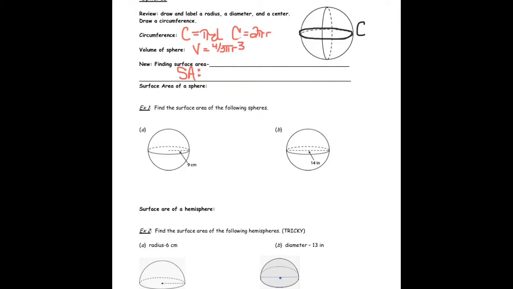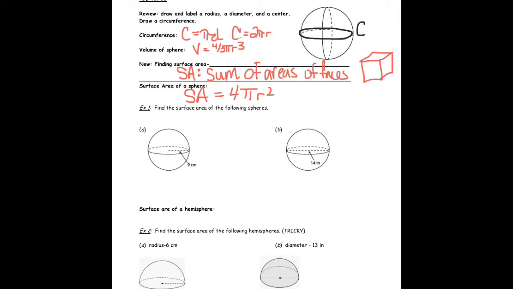So when I talk about surface area, I talk about the sum of the areas of the faces. So that really helps when I'm talking about maybe a prism. I could also think of it as the sum of the areas of the outside surface. The surface area of a sphere is 4 times pi r squared.